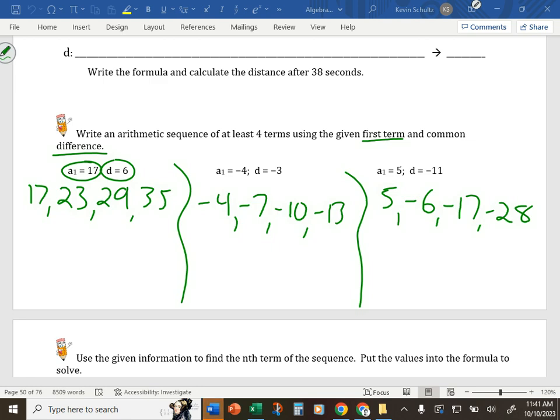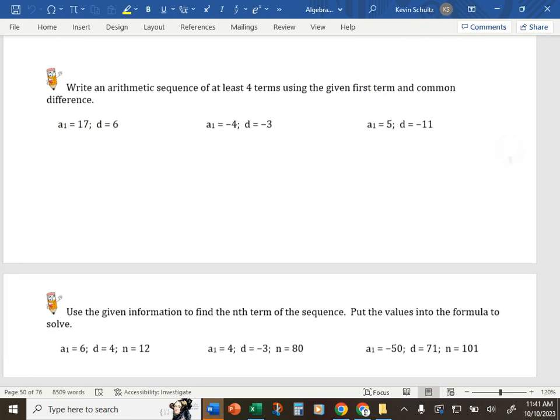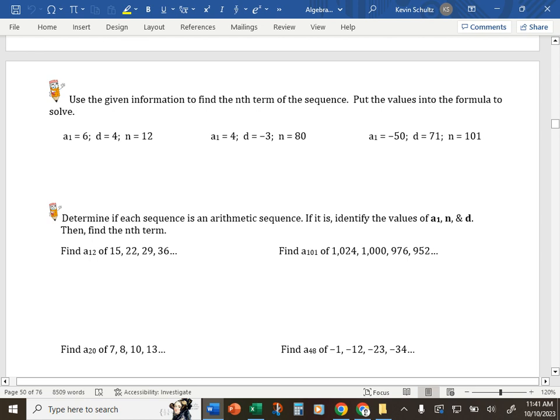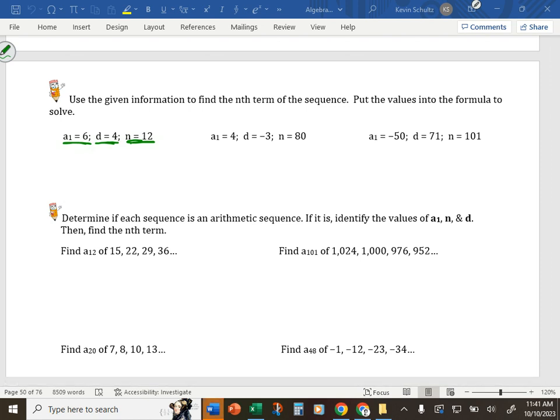Okay. Next page then. We amp it up a little bit. Now we're using all 3 pieces of information that you need to write an arithmetic sequence. It says find the nth term of the sequence, put the values in the formula to solve. So we have our first term, right? We have the pattern, and now I tell you what number of the sequence we want to find. We want to find the 12th term. If we start at 6 and add 4 for the pattern, what is the 12th term in the sequence?